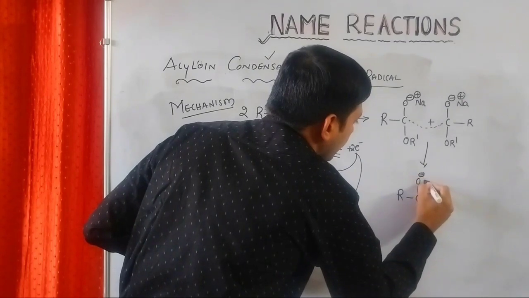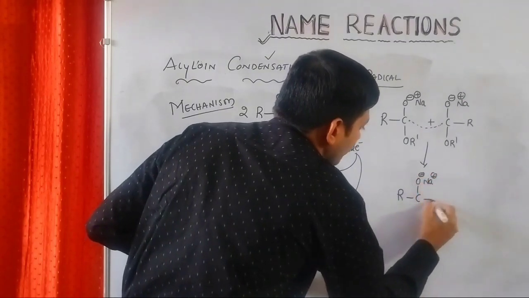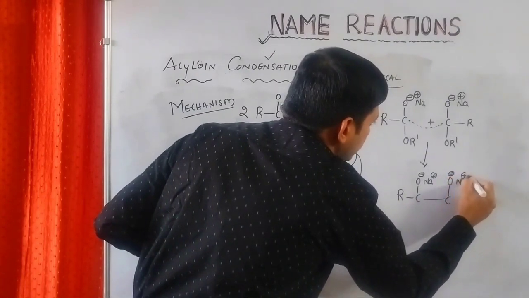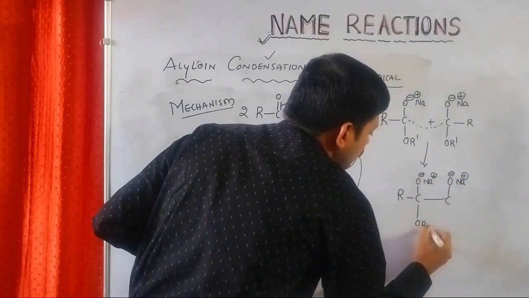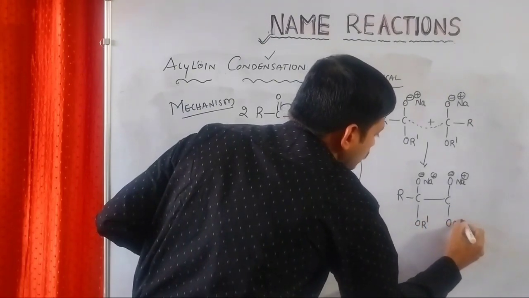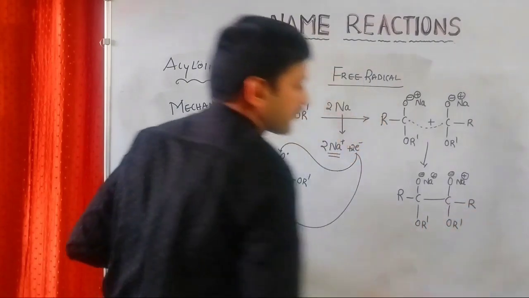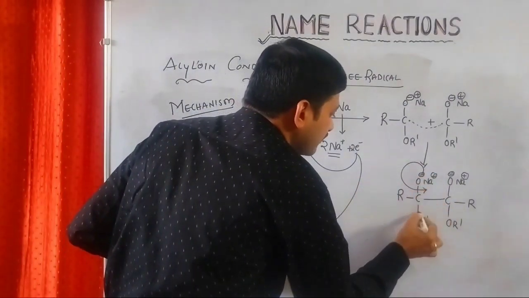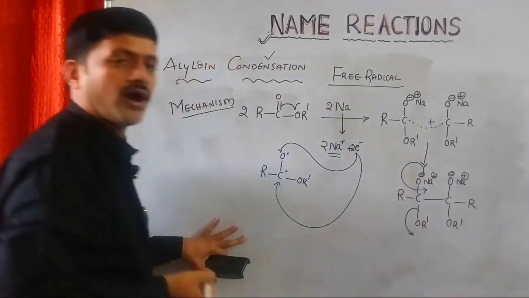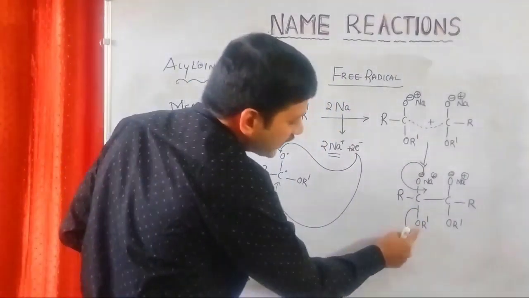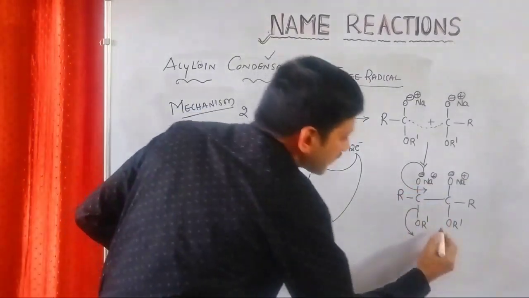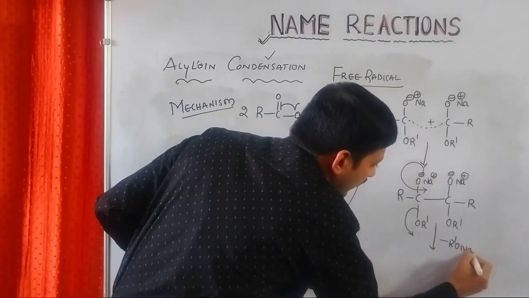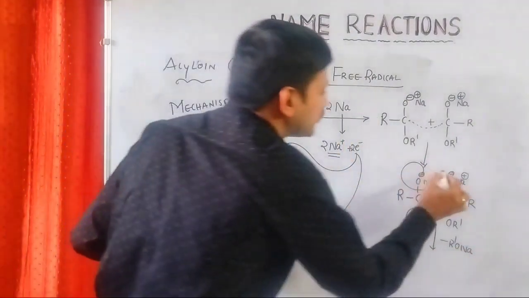RCO minus Na plus, CO minus Na plus, OR dash, and this is R. This O minus is going to form a carbon pi bond and it can remove OR dash minus. This OR dash minus and this Na plus combine with each other to produce what? R dash ONa.